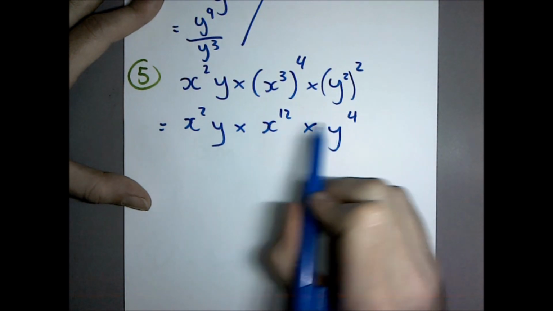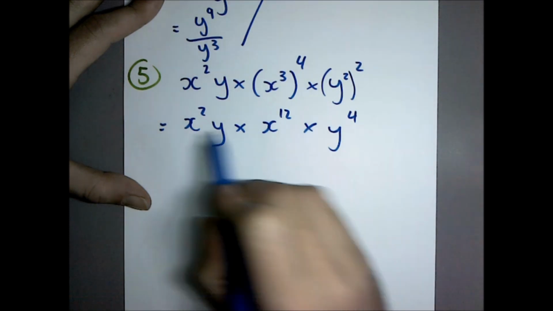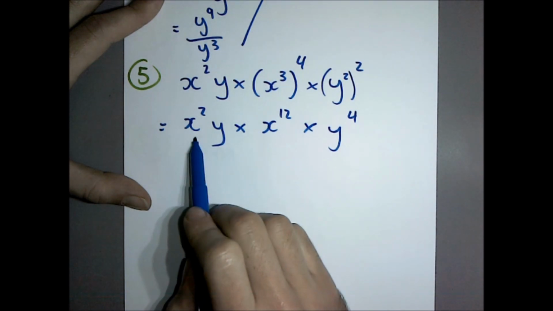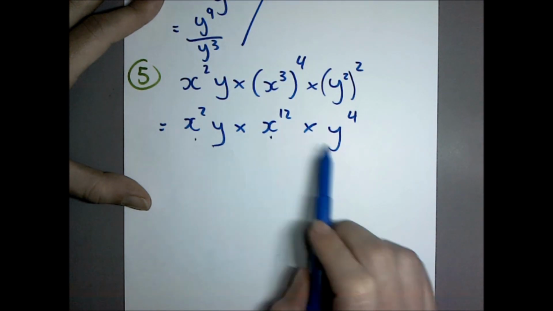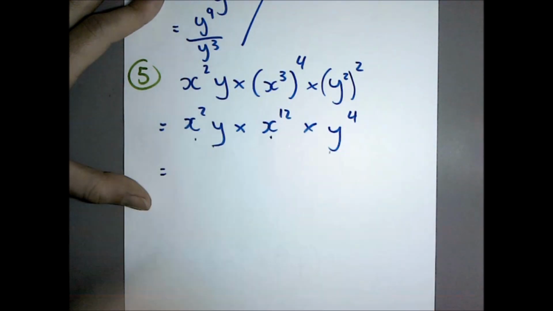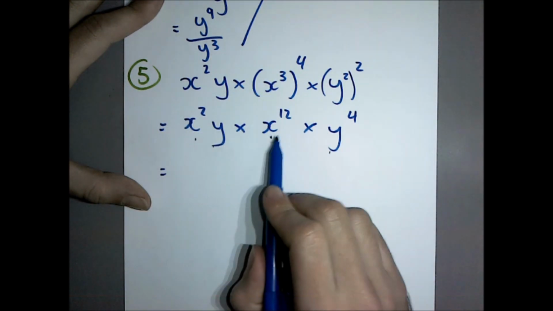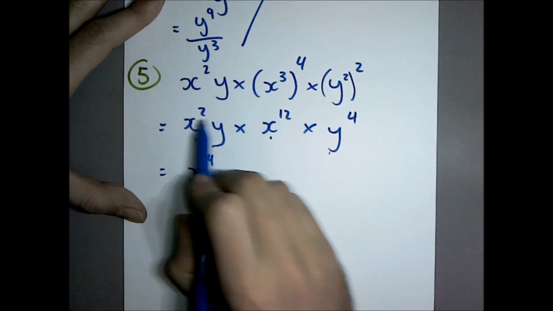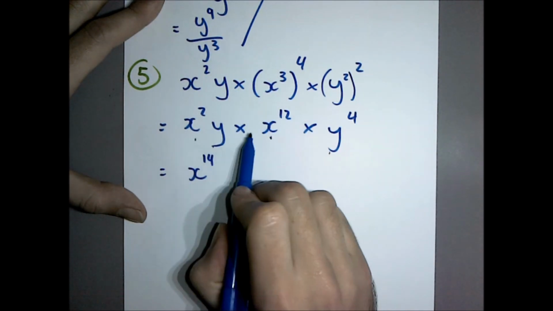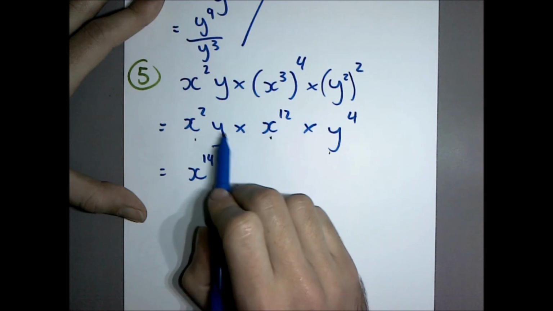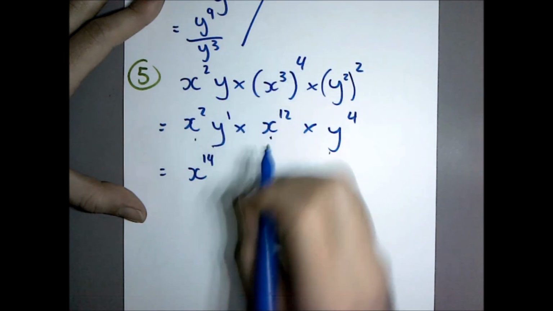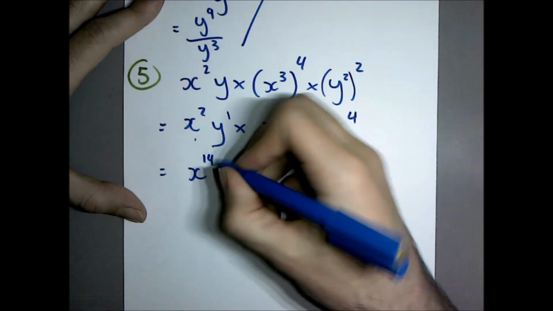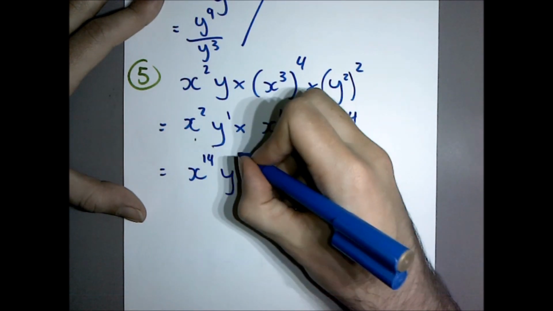So now I've still got these multiplications that I can still simplify. I've got a couple of things that have the same base, so I've got this x and x, and a y and a y. So I'll go back to using index law 1. So x squared times x to the 12 is the same as x to the 14. So that's when you have to add them. You add the powers when you're multiplying. And I've got y, remember that's y to the power of 1 multiplied by y to the power of 4. So that's going to leave me with y to the power of 5.